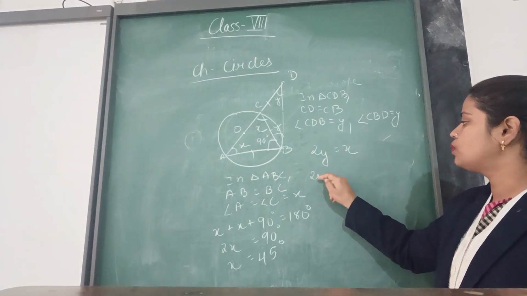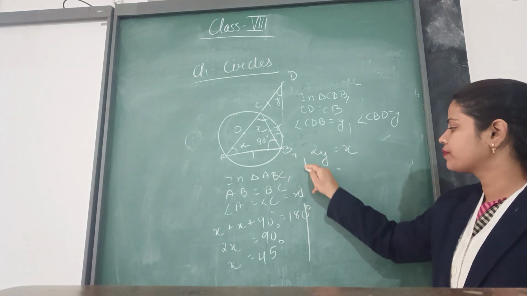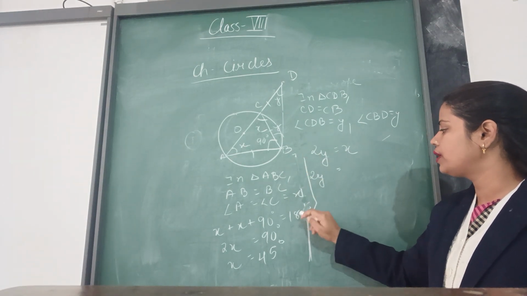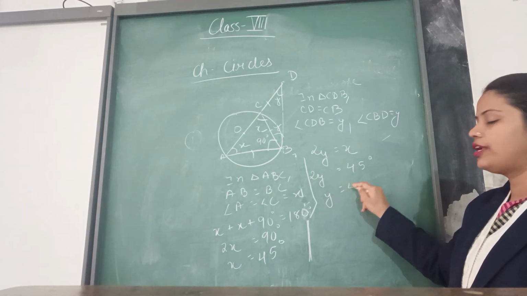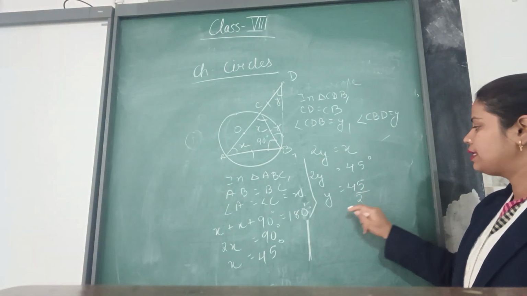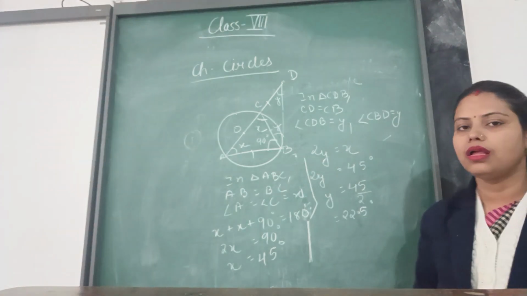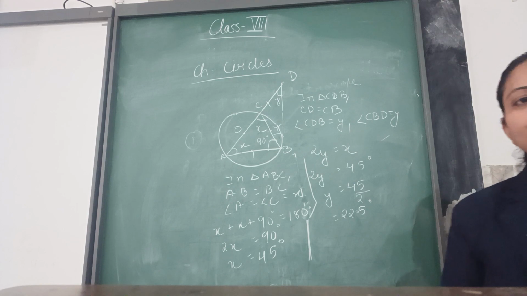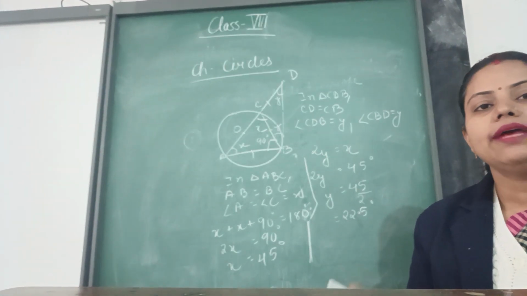So 2y is equal to x, and x we have already got to be 45 degrees. So we can write down y is equal to 45 upon 2, that is equal to 22.5 degrees. So this is how we have got the value of y, which is 22.5 degrees. I have solved it like this.